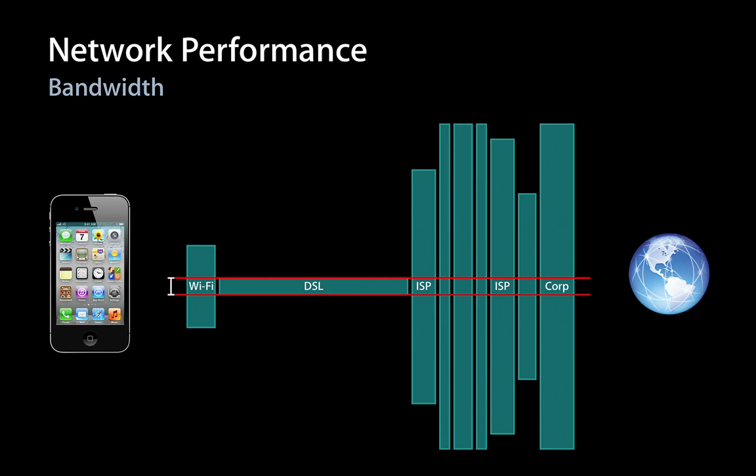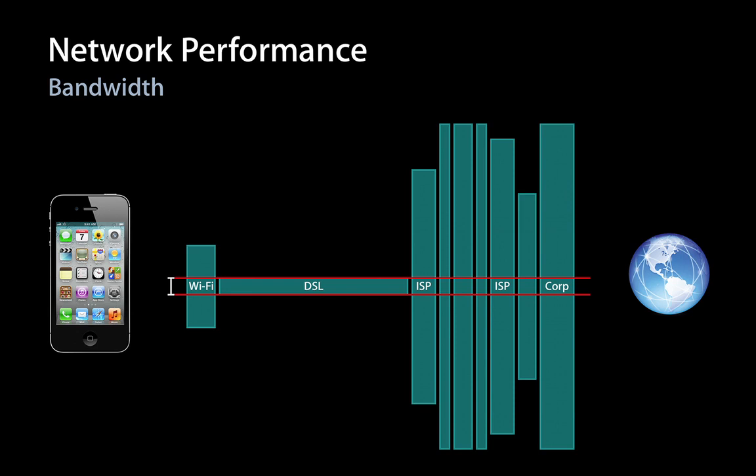In this diagram, we have an iPhone on one side. We have a server that we're talking to on the other side. We actually have to transit a bunch of different links in order to get to that server. Our bandwidth is going to be limited by what we're going to call the bottleneck link. In this particular case, the DSL line is the one with the lowest bandwidth, so that's our bottleneck. That's basically dictating the maximum amount of bandwidth that we have available to communicate with that server.